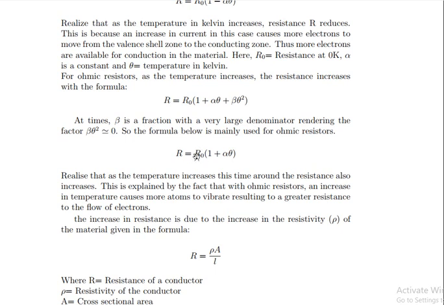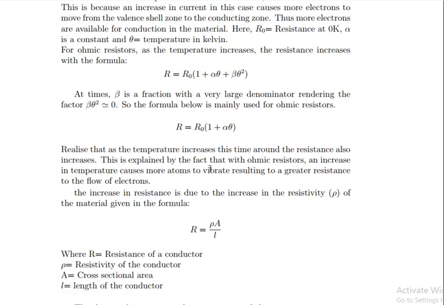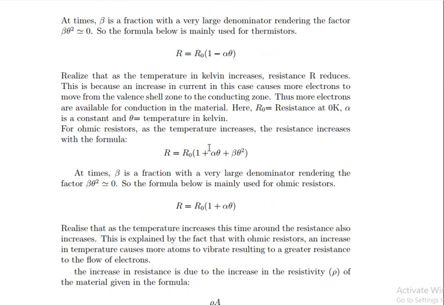So this is the 0 Kelvin resistance. As temperature increases, this factor is going to increase, so resistance is going to increase from 0 Kelvin. And now let's visualize the reason why in thermistors there is a decrease in resistance as temperature increases, while in ohmic resistors there is an increase in resistance as temperature increases.